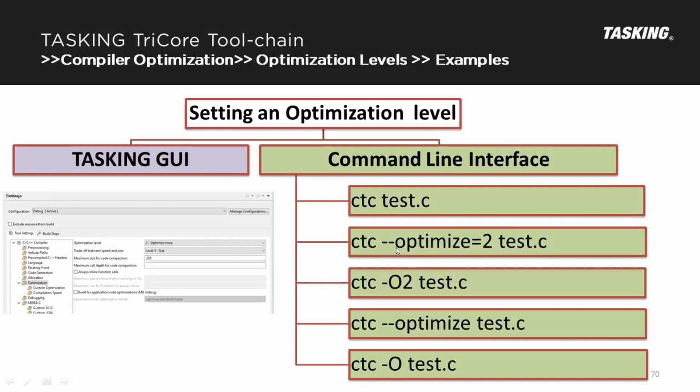Or I could define it explicitly with --optimize equal to 2, which is the second level, or simply with -O2, this is okay as well. Or just say --optimize, and the compiler will know you didn't specify any parameter, so it will take 2 as the default value. Or you could specify only -O, and it's the same as this. Again, the compiler will know that you are talking about the default value. So these are the possibilities to set a certain optimization level, either from the command line or from the GUI interface.